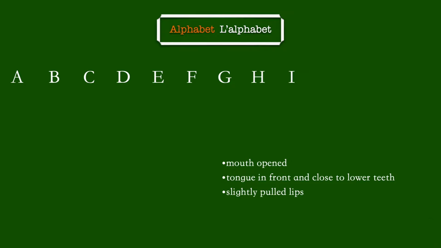The pronunciation of the letter I is very different in French compared to English, and we pronounce it I. Your mouth needs to be open normally, and your tongue has to be in front, and close to your lower teeth. Also, if you pull your lips to the side slightly, it will help you in pronouncing it correctly. I.